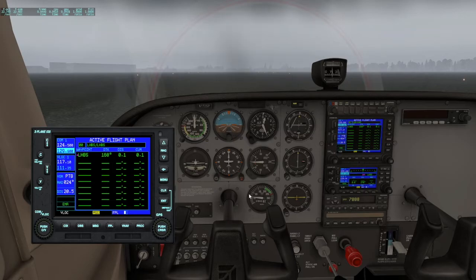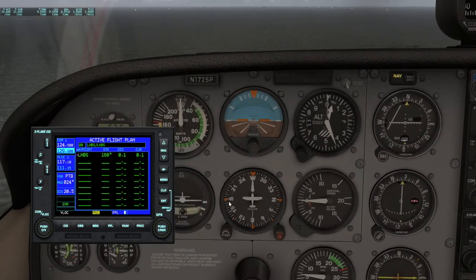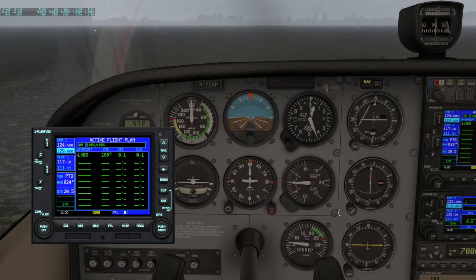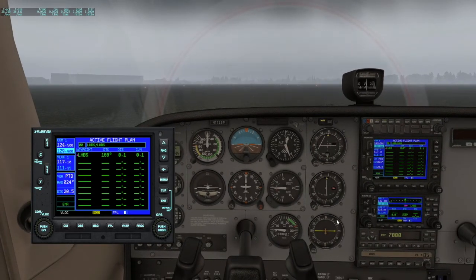I'm going to start setting up the autopilot. I want to maintain heading, and I want to climb at 500 feet per minute. As you can see here, my heading bug on the directional gyro, or directional indicator, is set to west, which is the runway we're on, 27. We're on runway 27 left, facing west right now, and we're about to take off.